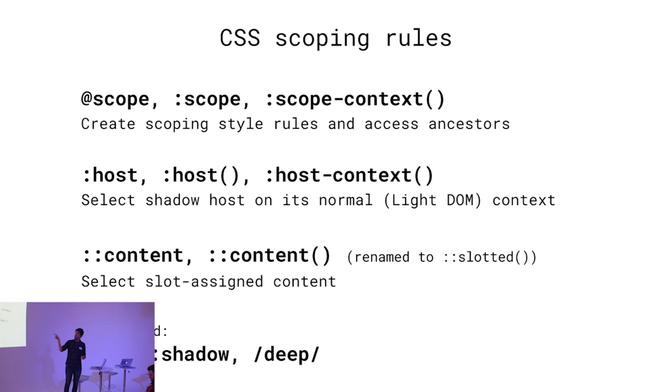There were a few other selectors like the shadow piercing ones, the shadow one, the deep one, but they have been deprecated because they were really powerful. They were actually crossing the shadow boundaries. So they are thinking about how to avoid giving all this power to developers and still make crossing boundaries possible, I think.